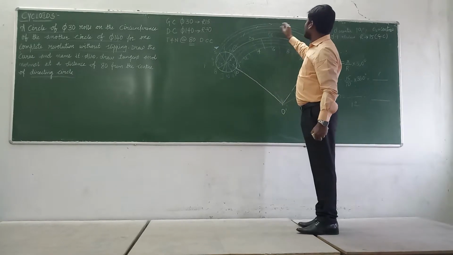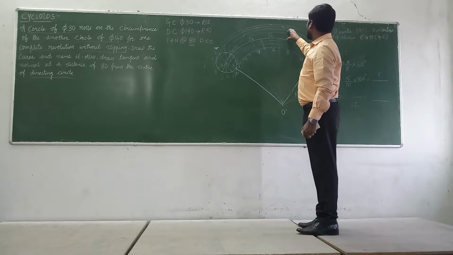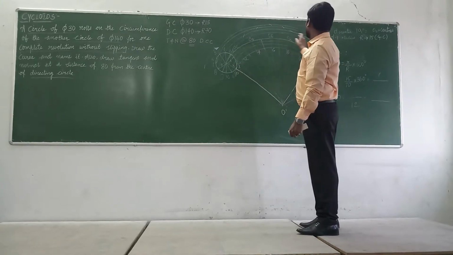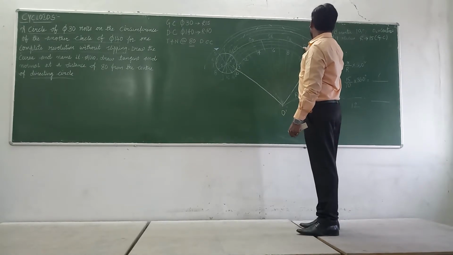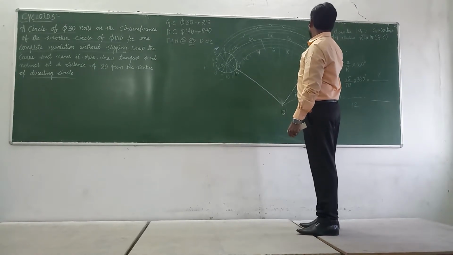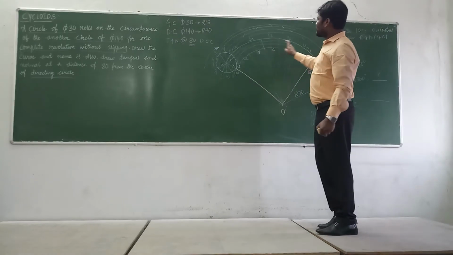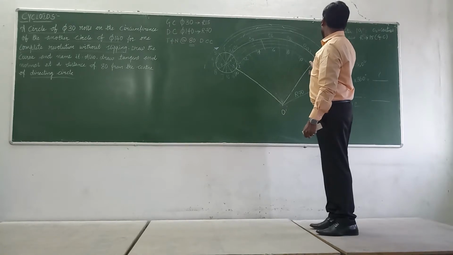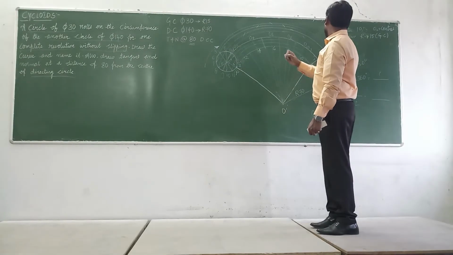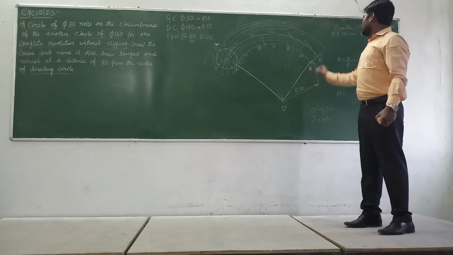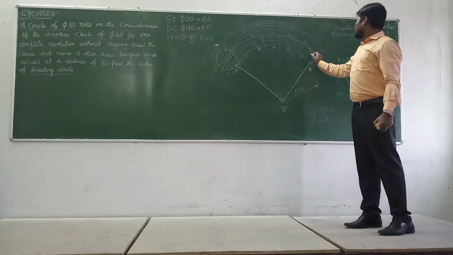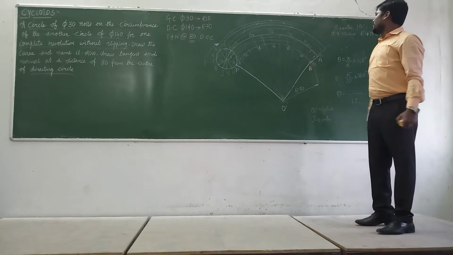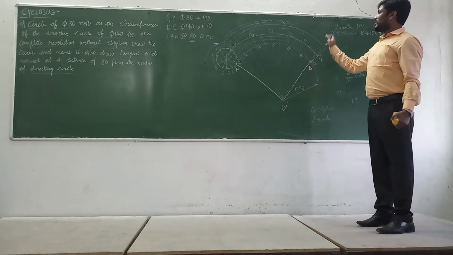Next O7, again it will come down here, 7, O8, 8, O9, where is my 9? Here is 9, and O10, 10, O11, and O12. It will cut this.